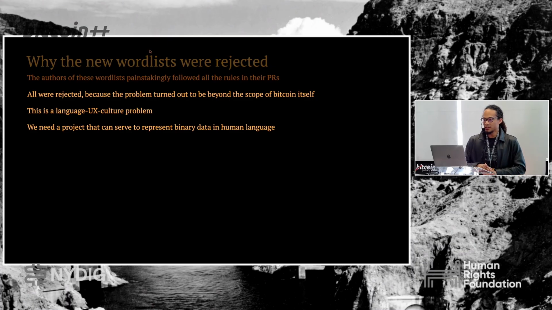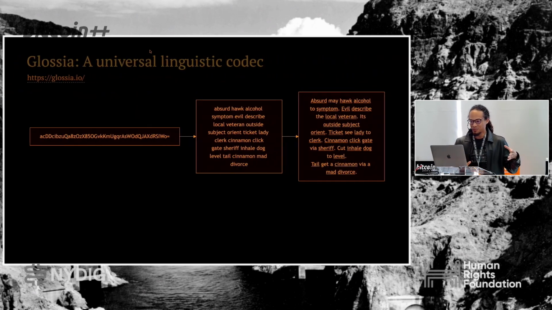But it turned out that this was a problem that's sort of beyond the scope of Bitcoin itself. The question of managing and dealing with these word lists is beyond that scope. And I think it turns out to be more of a language UX issue. So I decided we need a separate project to just deal with this problem. And that's where Glossia comes from.